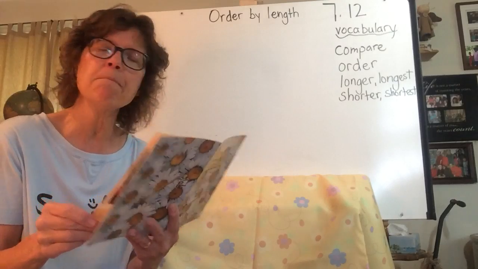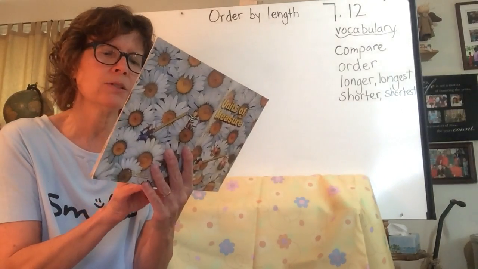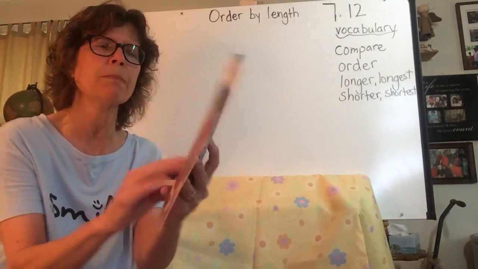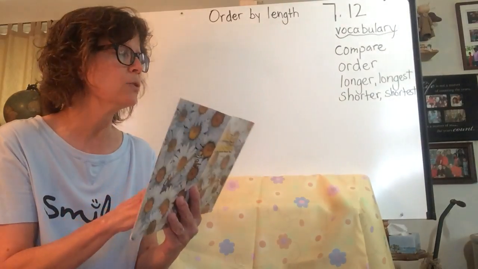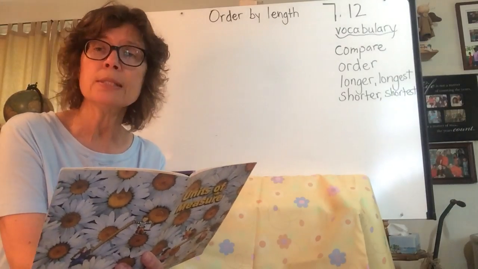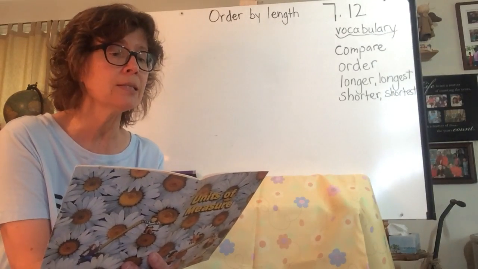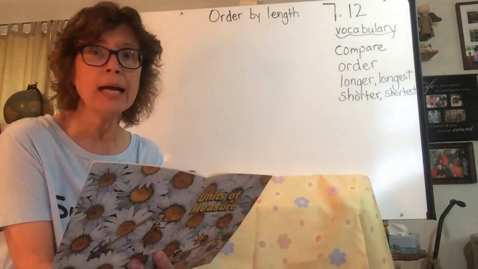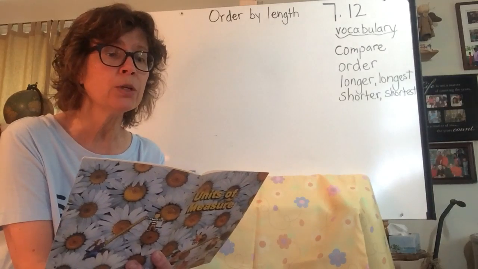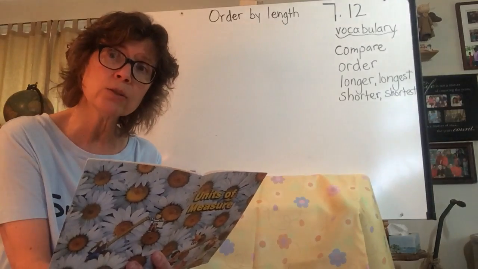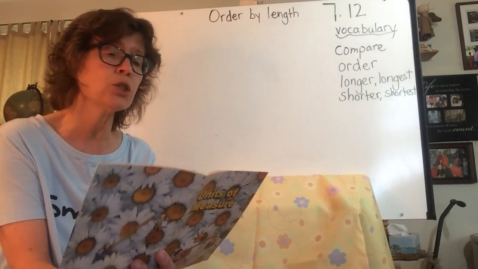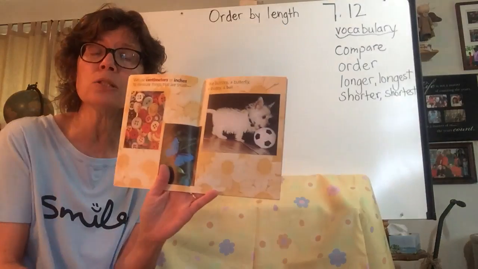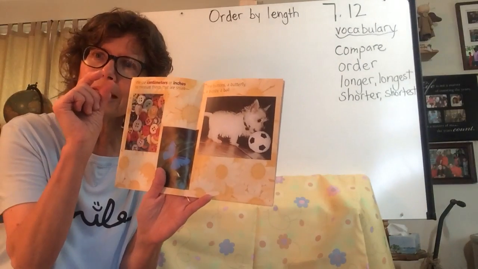It says, what kind of measurements are there? And there's a little girl helping measure. It looks like she's got a tape measure and is helping Mom measure something out. Now, it says we use centimeters or inches to measure things that are small. Here where we live in the United States, most of the time we use inches. In other countries around the world, they use the metric system, which is centimeters. But right here, when we want to measure something small, we're going to use inches.